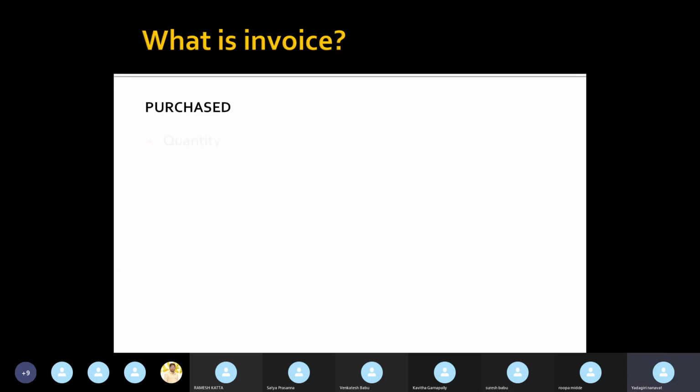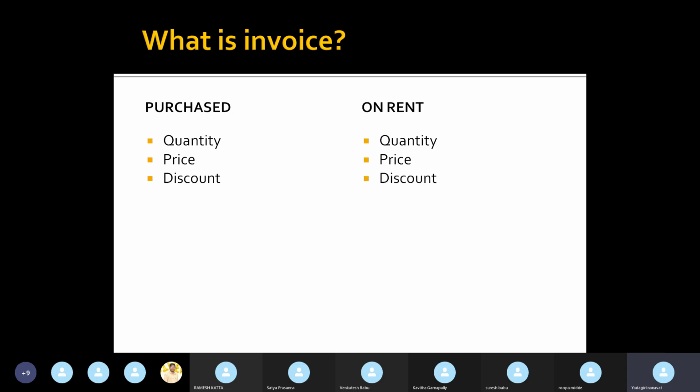What is an invoice? When you purchase something, they will give the invoice. In this invoice we find items like quantity, price, discount. If you purchase only on rent, then it will be quantity, price and discount.